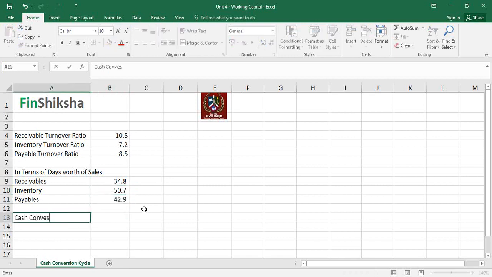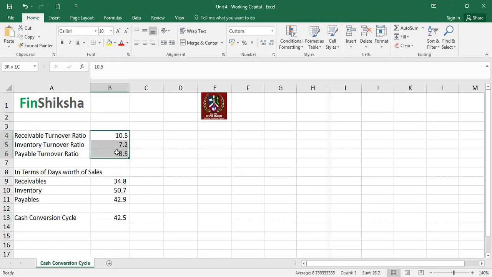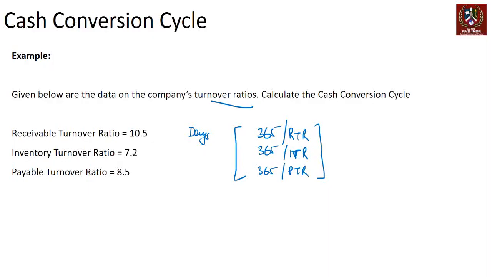How do I calculate the cash conversion cycle? That's receivable days plus inventory days minus payable days. So 42 and a half days effectively is the cash conversion cycle for this particular company. We took the turnover ratios, divided 365 by all the turnover ratios, got 42 and a half here, and that's the data point we get. That is the answer to the question we were looking at. The cash conversion cycle is 42.5 days, right?